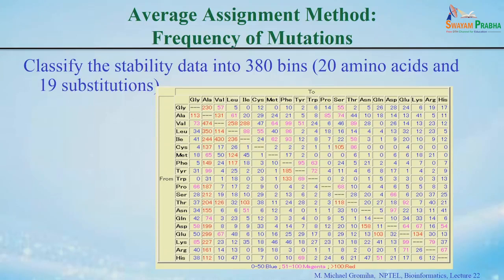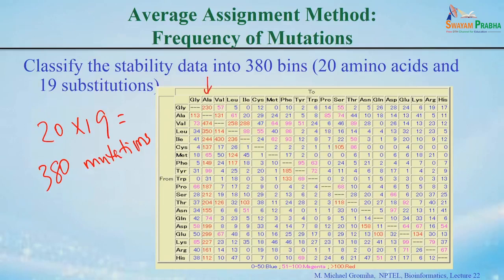How many data are in this matrix? Usually we get 20 into 19, which is equal to 380 mutations. As I discussed earlier, all the mutations are not uniform. In some cases we have more data, in some cases less data, depending upon the mutant type. Mainly alanine mutations have more data, and other mutations, for example, glycine to methionine, have 0. So in many cases we have less data.